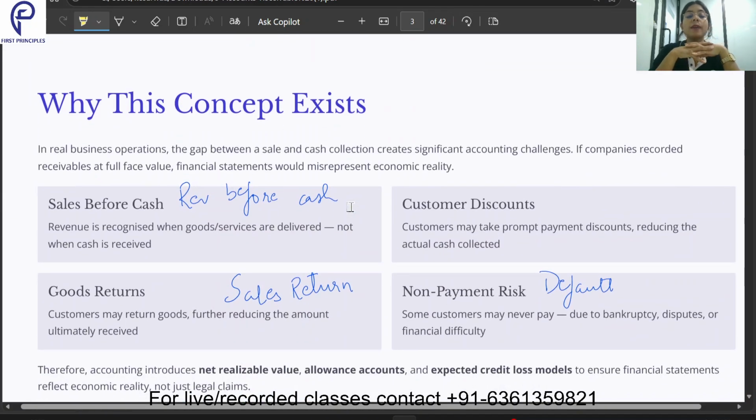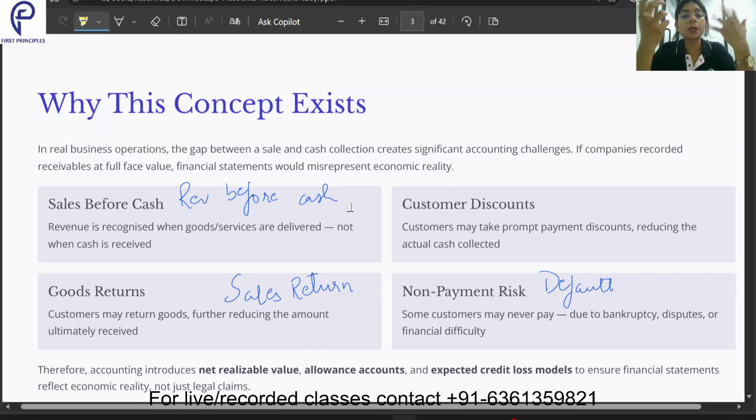Then why does this concept exist? Because we record the sales even before the cash is received. We give the goods to the customer, we sell the goods to them, the customer hasn't paid any cash to us, but still I am recognizing it as revenue in my books of accounts. So that's why accounts receivable is there. Then sometimes we give discounts to the customers, which will reduce the actual cash collected.